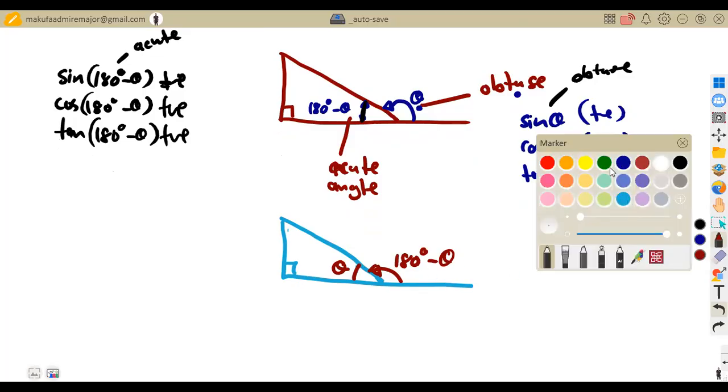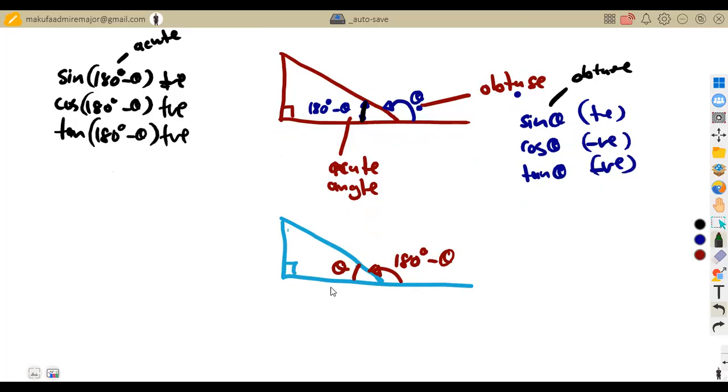According to this diagram now that we have, this angle inside is our acute. This part does not change. The angle always inside our triangle is our acute. So theta is now representing the acute angle in this case. The obtuse is represented by what? By 180 minus theta. 180 minus theta is now representing obtuse.